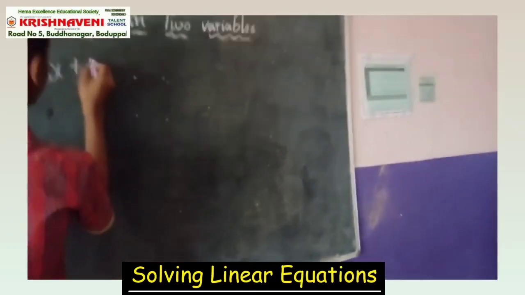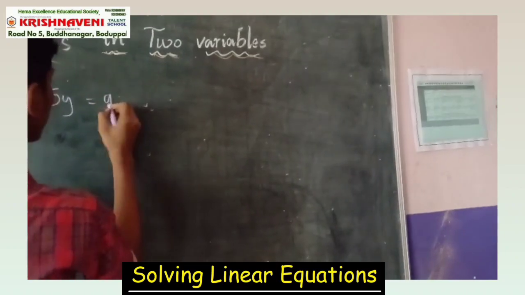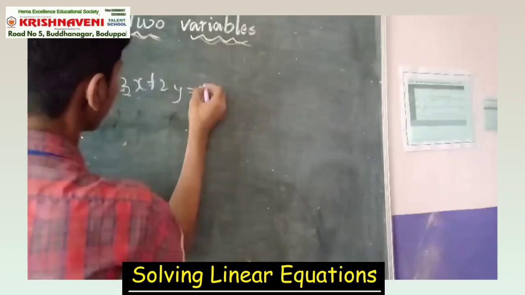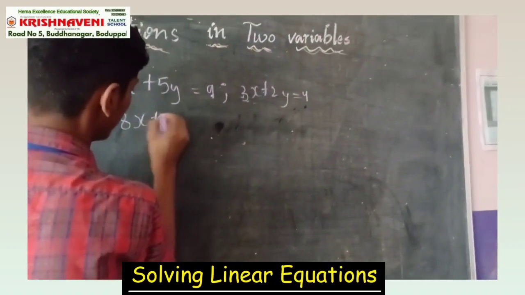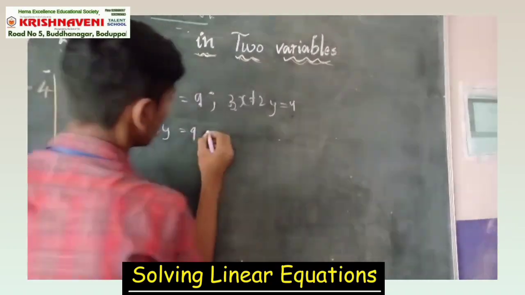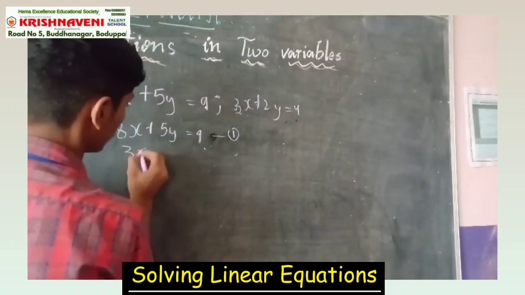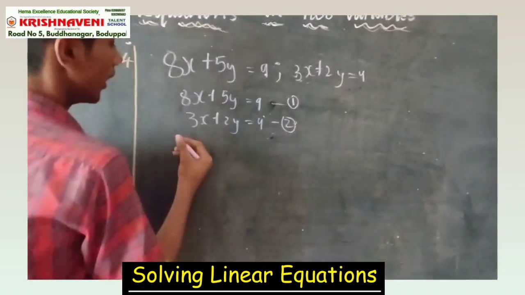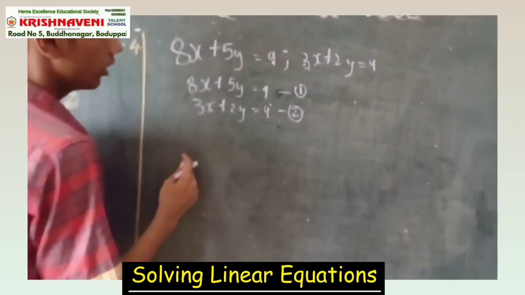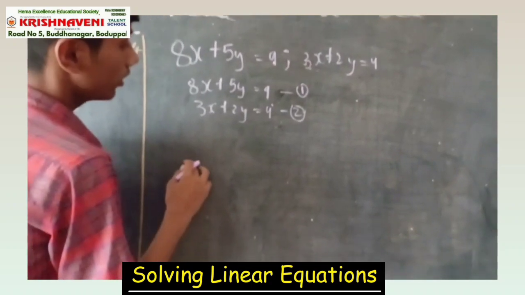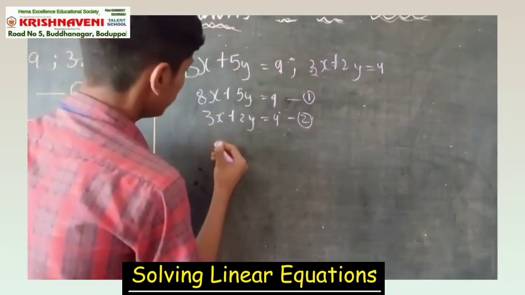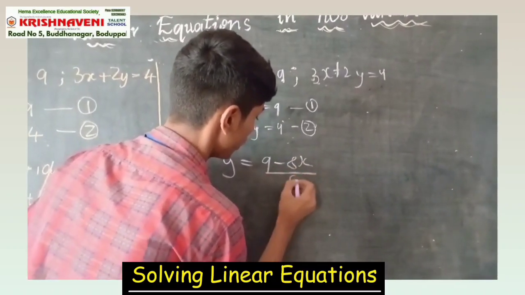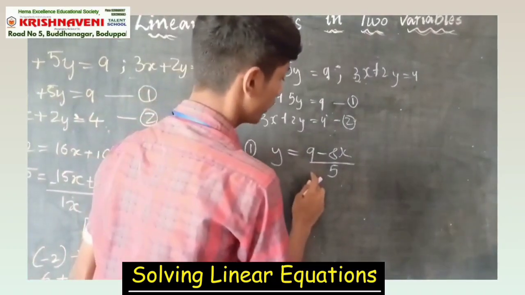8x plus 5y is equal to 9. 3x plus 2y is equal to 4. 8x plus 5y is equal to 9, let it be equation 1. 3x plus 2y is equal to 4, let it be equation 2. 8x will transfer, it will become minus 8x. 5 is multiplied with y, so 5y is equal to 9 minus 8x. y is equal to (9 minus 8x) by 5. From equation 1, y is equal to (9 minus 8x) by 5.